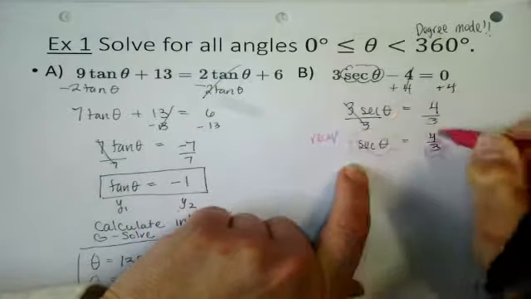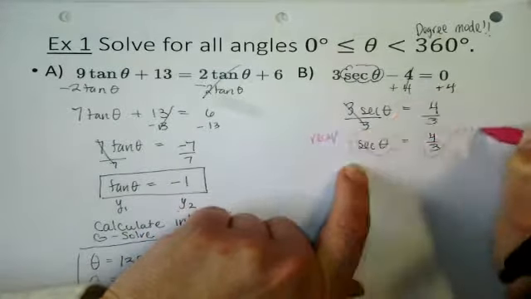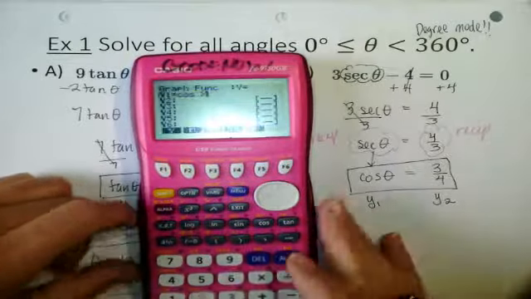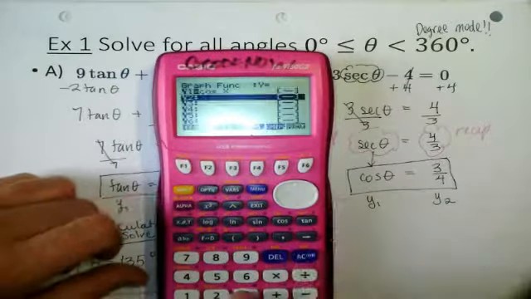of both sides. So the reciprocal of secant is cosine. The reciprocal of 4/3 is 3/4. We can flip both sides. And now this is what I can put into my calculator. So in y1 and y2, I'm going to go ahead and delete that equation. So we're going to type in the cosine of my variable is equal to 3/4.